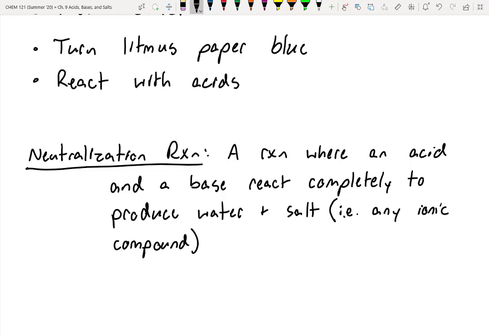But the whole idea is when the neutralization reaction is complete, there's no leftover acid or base, which means that the pH of the solution should be 7, right? So when a neutralization reaction is complete, we should end up with a solution that's pH 7. All right, I hope that helps, but if you have any questions, please let me know.